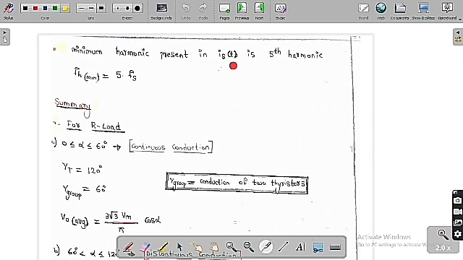The minimum harmonic present in the source current is the fifth harmonic, so the harmonic is called 5 times the fundamental, which means 5 times the supply frequency. So the frequency of that fifth harmonic is equal to 5 into Fs, where Fs is the supply frequency. So 5 into Fs is the frequency of that harmonic.